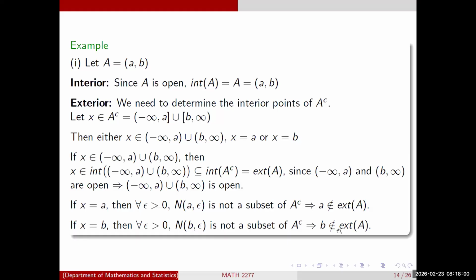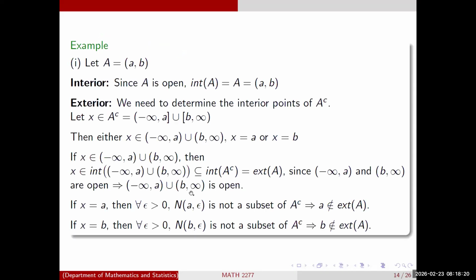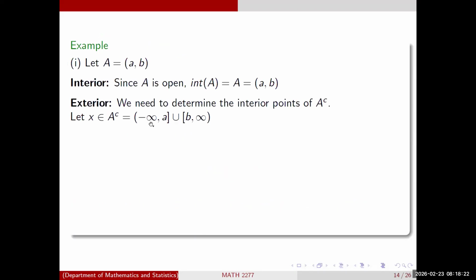So if we collect all these results together, what is the exterior? The only points we found in the exterior were points from minus infinity to A union B to infinity. Okay, hence the exterior of A is this set. And if we go all the way back and look at what was A complement, right? So forget this is A complement, just look at this set and ask yourself, what is the largest open set I could fit in here?